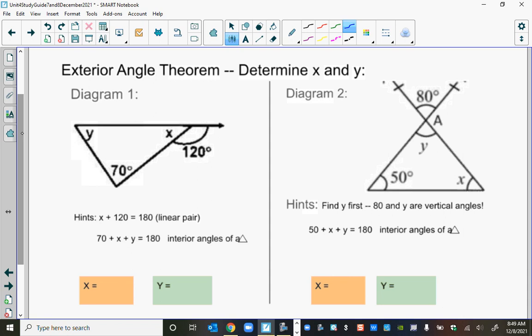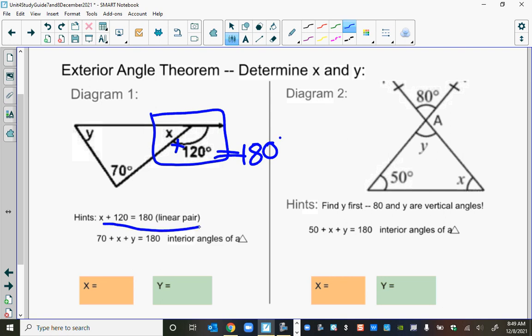Well, the first one we kind of already did. Because this triangle, you already have the outside angle, 120. And these two have to add up to 180, because that's a linear pair. So if the X plus the 120 is 180, what must the value of X equal? So what number plus 120 gives us 180? 60, yeah. Andrew's right, that's a 60.